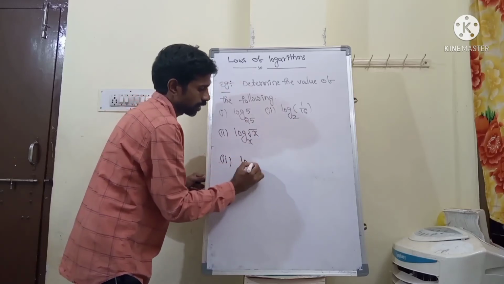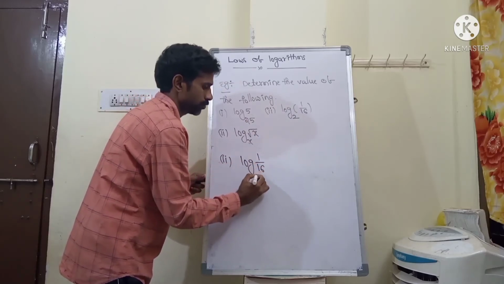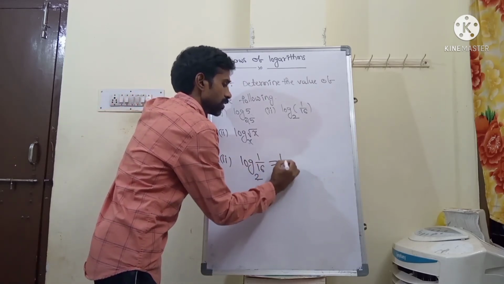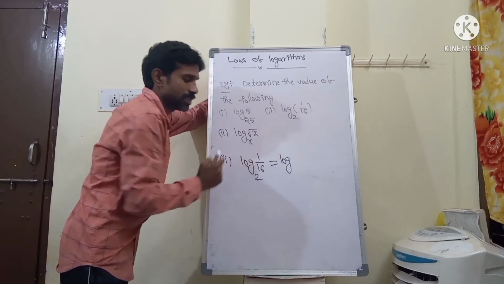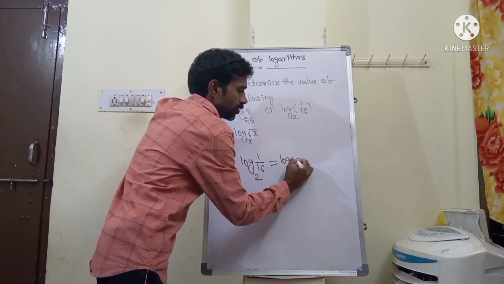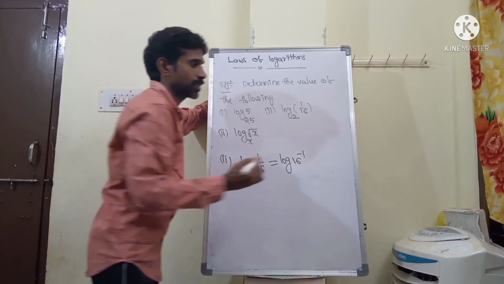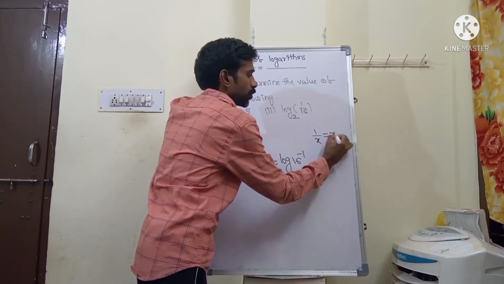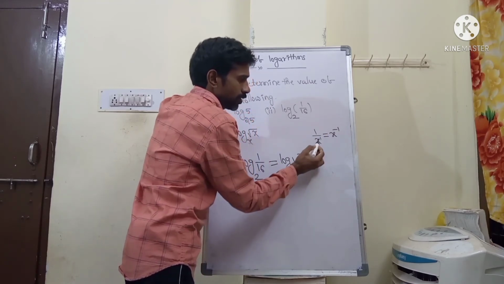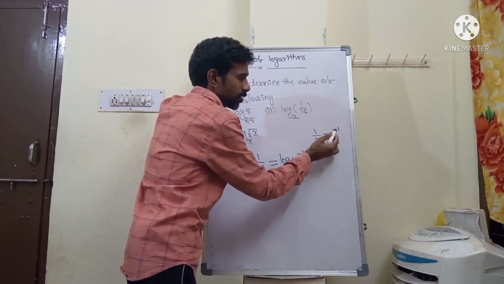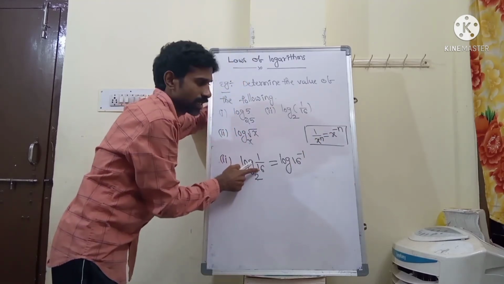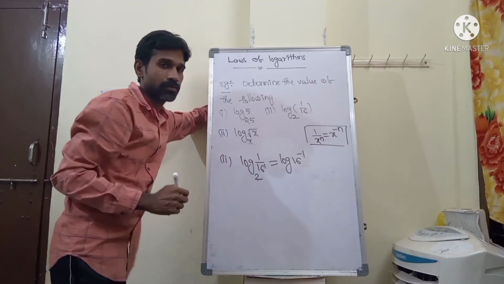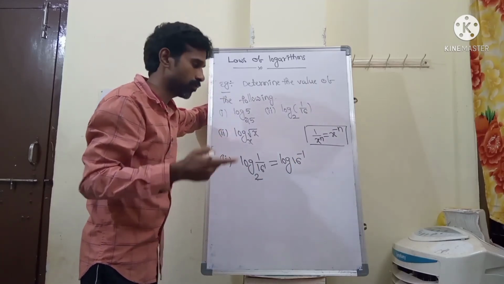Next, the second one is log 1 by 16 base 2. We can write 1 by 16 as 16 power of minus 1. Here 1 by x we can write as x power of minus 1. So 1 by 16 we can write as 16 power of minus 1, base 2.